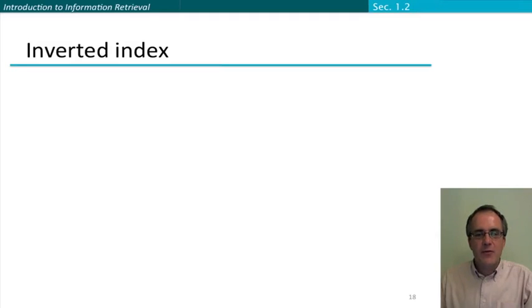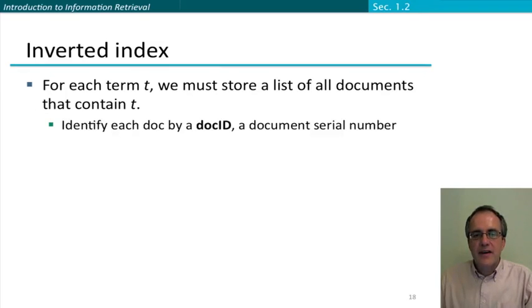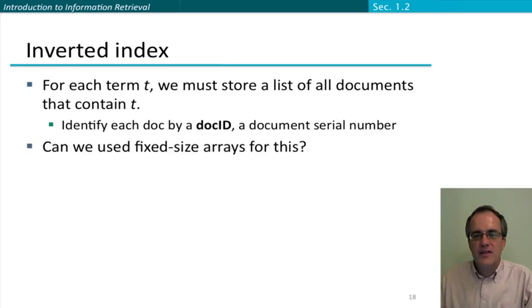So let me go through what's in an inverted index. For each term, each word, we must store a list of all the documents that contain the word. Let's identify each document by a doc ID, which is just a document serial number. So you can think of us starting with the first document called 1, then 2, 3, etc. And then the question is, what data structure should we use?